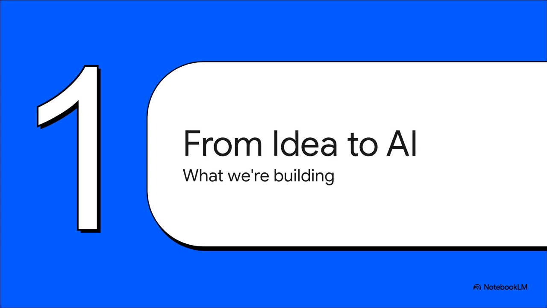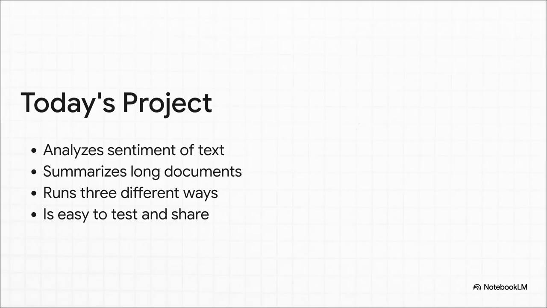Every great project needs a clear idea, right? So let's lock in on what our little AI tool is actually going to do. We're going to build a super handy tool that does two main things. First, it'll do sentiment analysis. Think about it. You can feed it customer reviews or social media comments, and it'll tell you if they're positive or negative. Super useful. Second, it's going to summarize long documents.